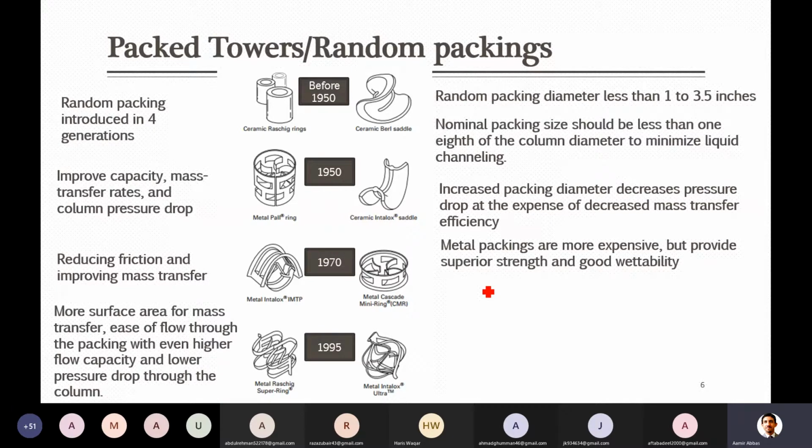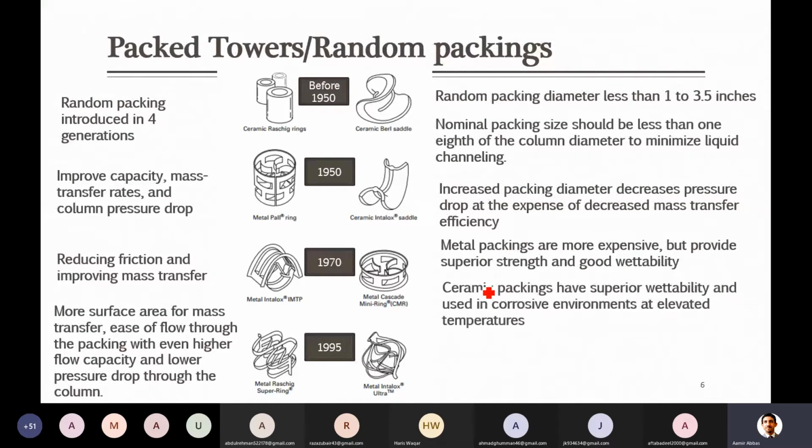Metals have good strength as well as wettability. The surface wetness of the liquid is better, and the better the wetness, the better the distribution of the liquid on the surface of the structure, and definitely the better the mass transfer or interaction between vapor and liquid.